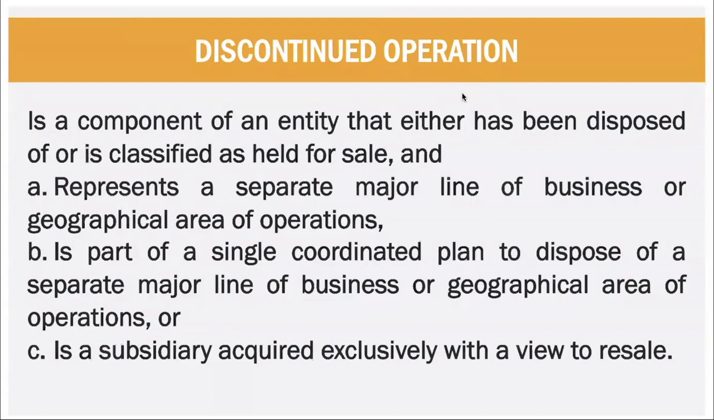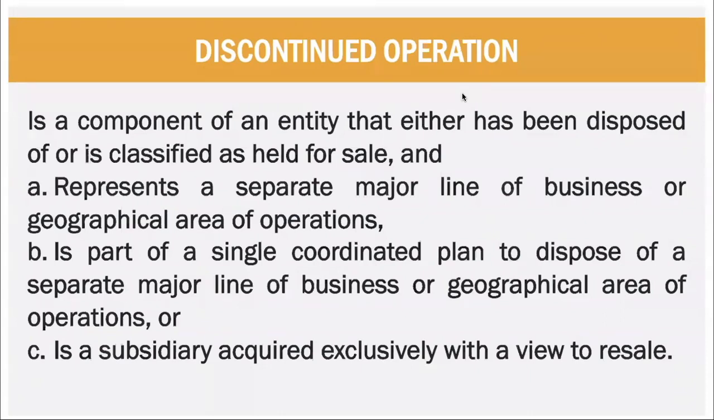Further, if there is a change in classification, how do we account for the change in classification? We account for it at the lower of your carrying amount should there have been no classification change from non-current asset to held for sale, and your recoverable amount. So the lower between the two. We go now to the second part of your PFRS 5, that is your discontinued operation.